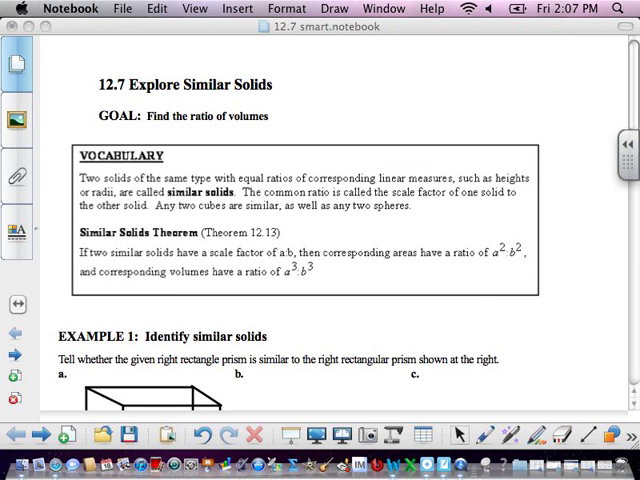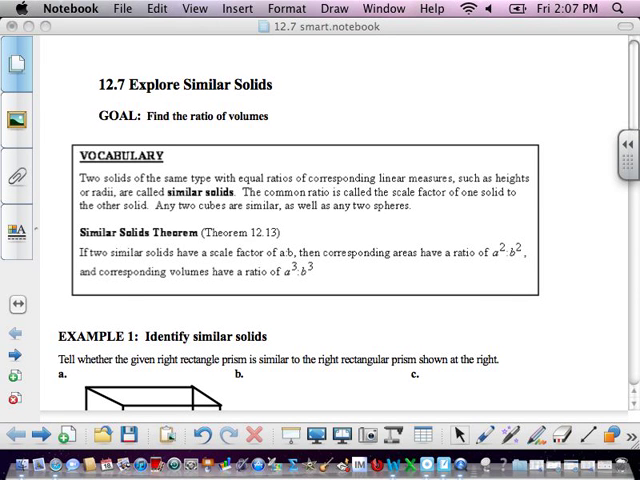All right. Two solids of the same type with equal ratios of corresponding linear measures, such as height or radii, are called similar solids. The common ratio is called the scale factor of one solid to the other. The two cubes are similar. Two cubes are always similar, as well as two spheres.